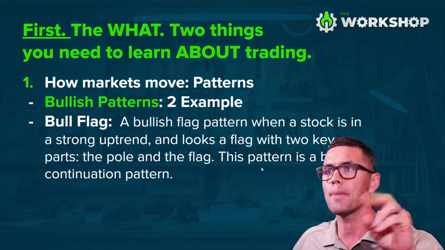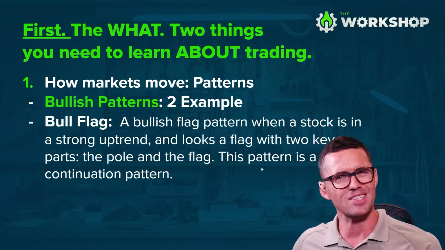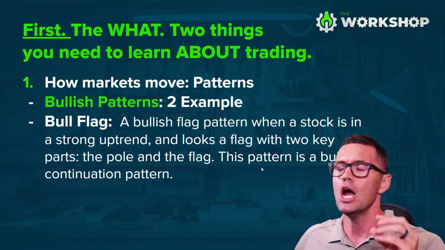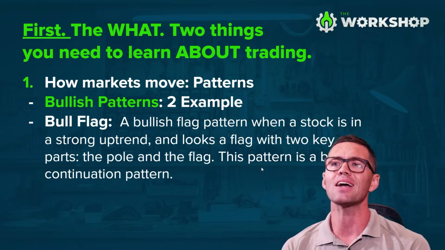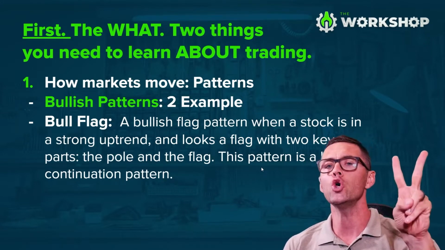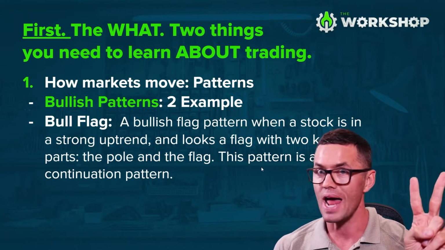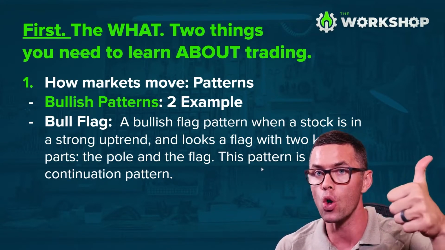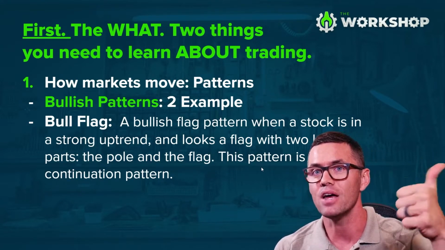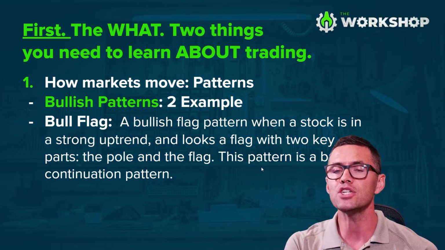So, two examples. The first one is a bullish flag. Bullish flag, you say? That seems weird. Don't worry, it'll make sense in a second. A bullish flag pattern is when a stock is in a strong uptrend and looks like a flag with two, count them, two key parts. What happens in a flag pattern? You need a flagpole and you need a flag. This pattern is a bullish continuation pattern.